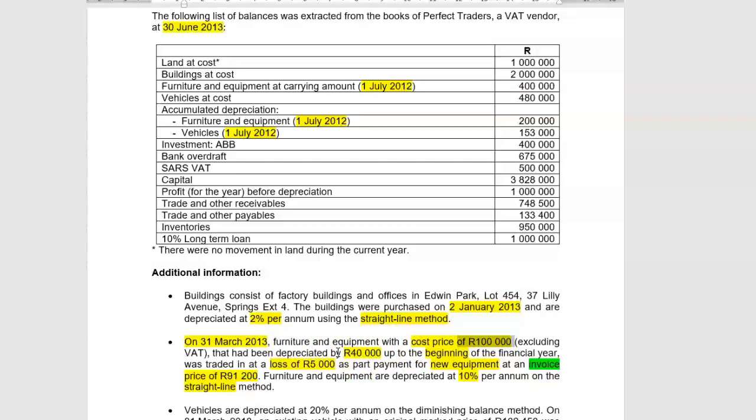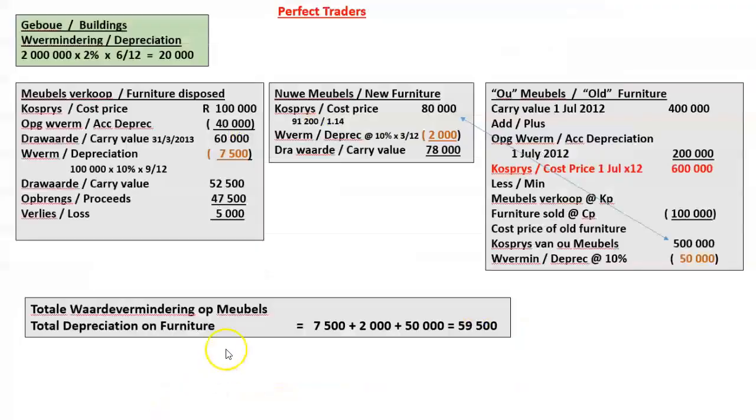So what is my first question? My first question is, did I use this asset that I disposed of during this current financial period? Did I use that asset during the course of the year? If the answer is yes, then it means I have to make provision for depreciation on that asset for the current financial period.